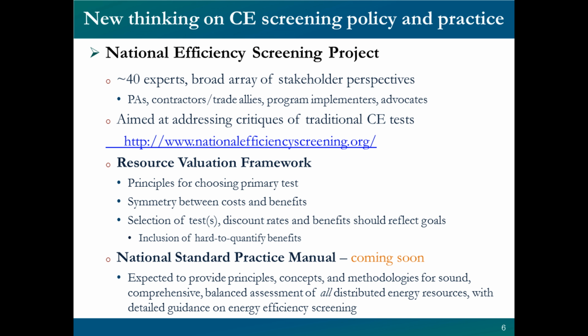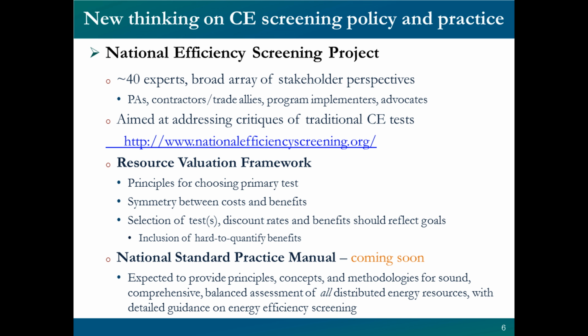It has a number of principles laid out there for choosing a primary test and to look at the merits of finding some symmetry between the costs and benefits of economic screening, and then laying out some principles for the selection of not only the test but also discount rates and the definition of benefits chiefly tied to specific public policy goals.